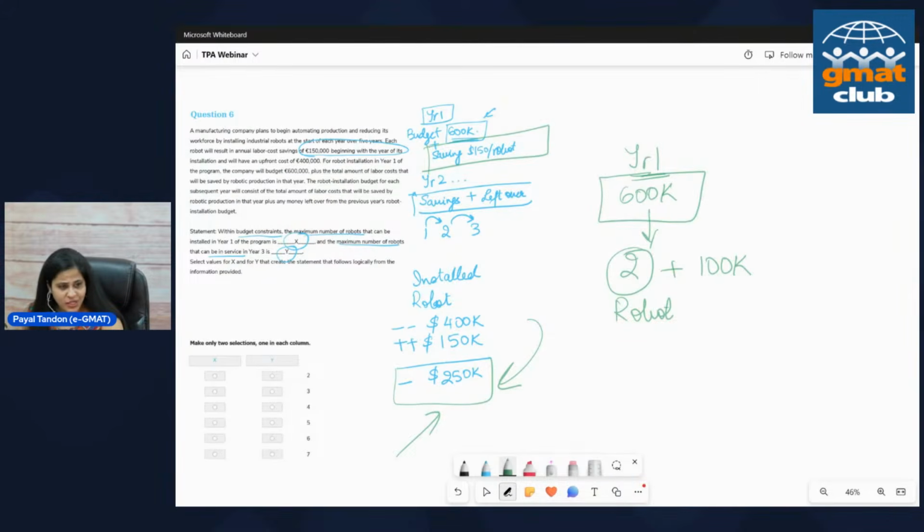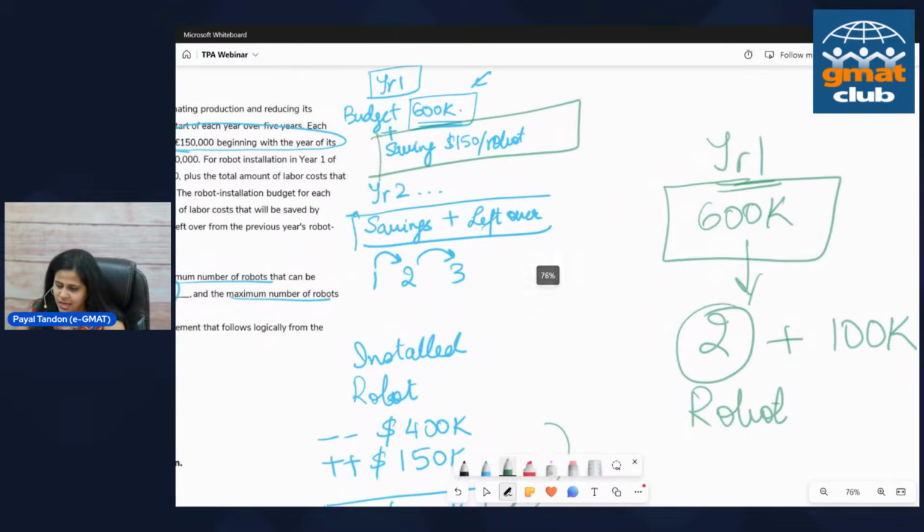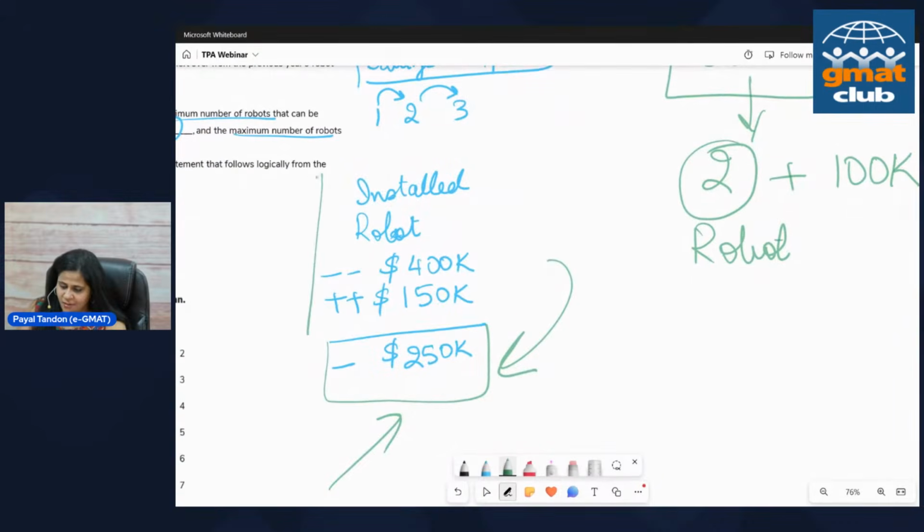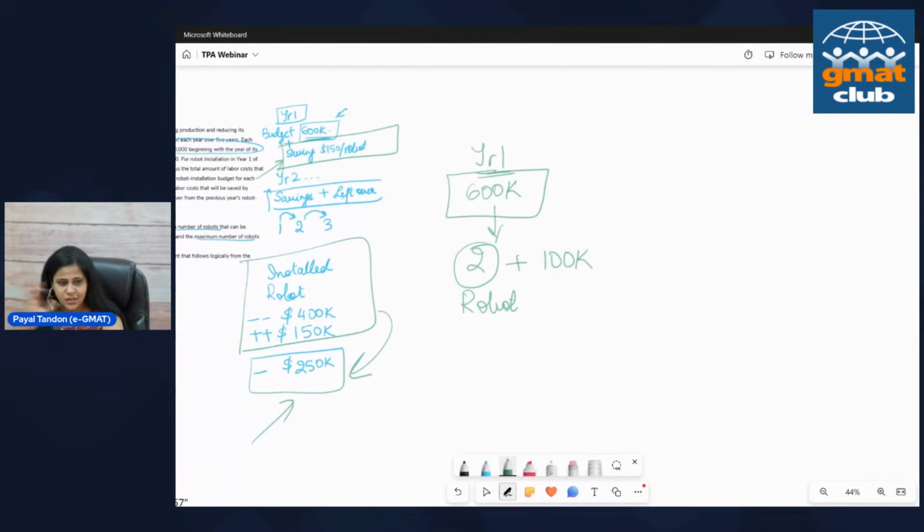I'm not making any equations. I've just understood the entire scene. Instead of considering my budget to be 600K plus savings of 150K, what I have done is, in the year of installation, the robot needs an installation cost, and the robot also yields savings. But in the further years, the robot will only give me savings. There is no cost associated with the robot. So let me distinguish between those two and then get my processing done that way. Okay, so this is for my year one.